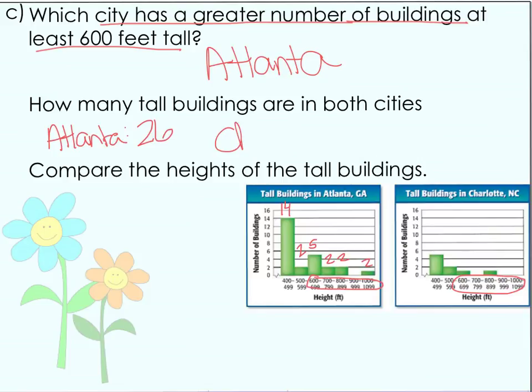Let's see how many Charlotte has. Charlotte has, this is halfway, so it's 5, 2, 1, 1. No, Charlotte only has 9 according to this. So how many tall buildings in both cities? We are looking at 35.